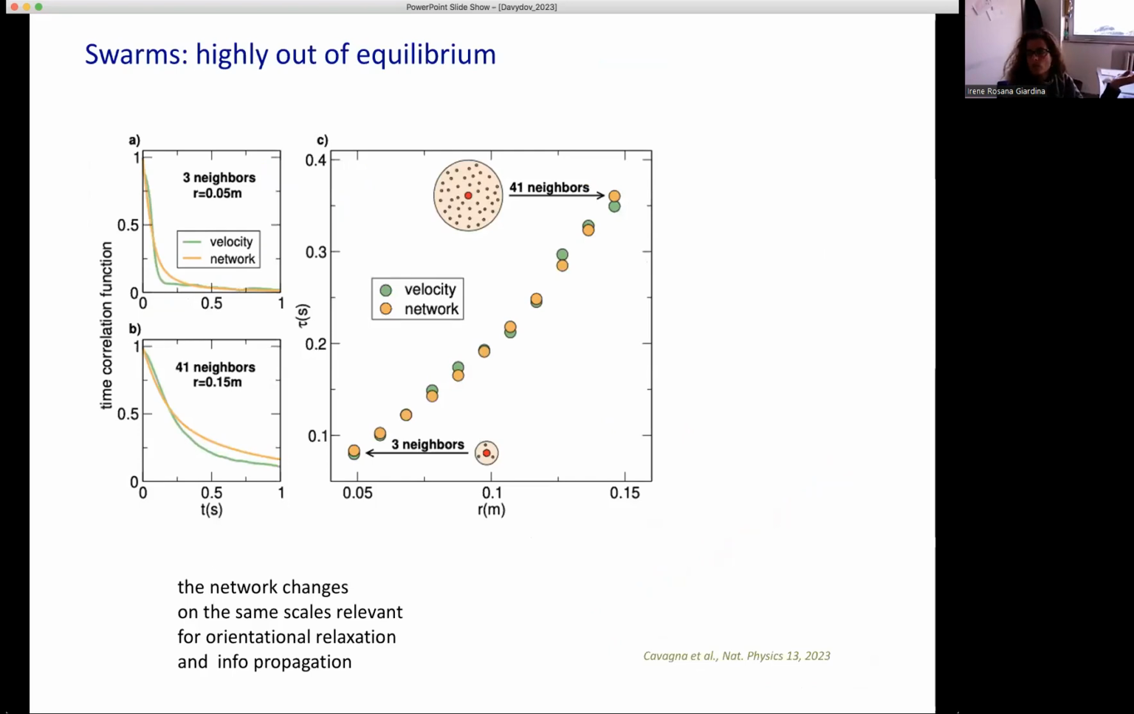Now let's see what happens in swarms. In swarms, it is completely different. If I compare the time scale of decay of the orientational correlations and the time scale of rearrangement of the network, on many scales they are always of the same order. And this is what is plotted here. Here are the 2 time scales, of the velocity correlation and of the network, looked at on many different spatial scales, and they are always of the same order. So this means that on the time scale where things happen from the point of view of orientations, the network changes. So I cannot assume a fixed network. I would make a very, very wrong assumption in that case.